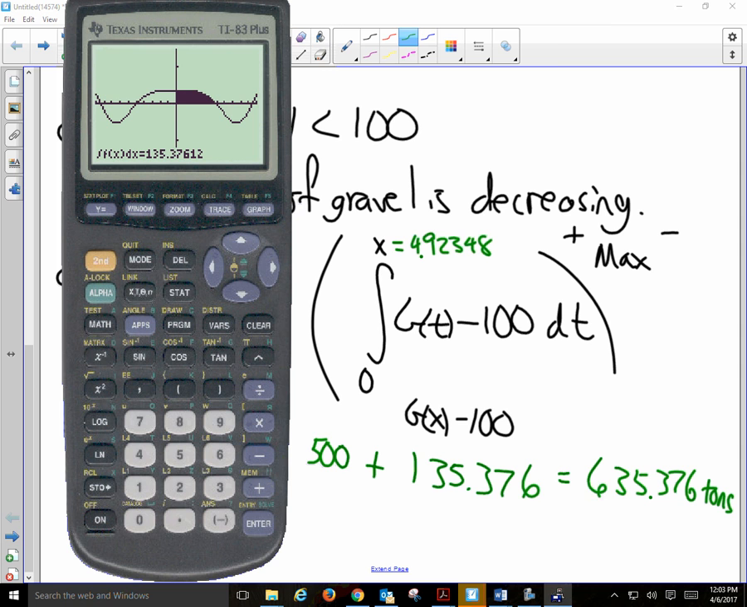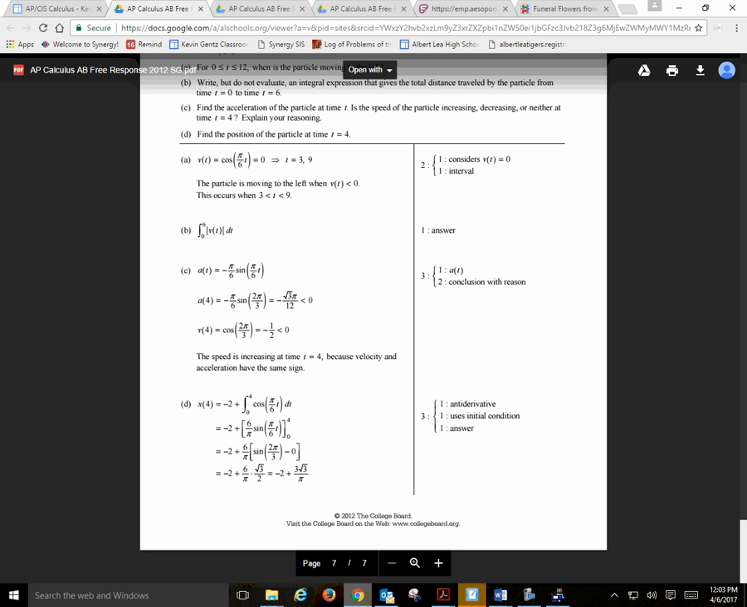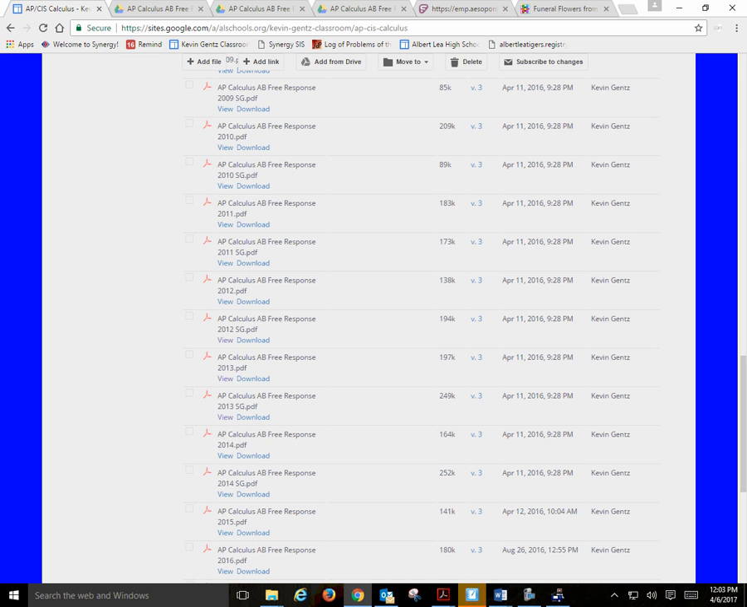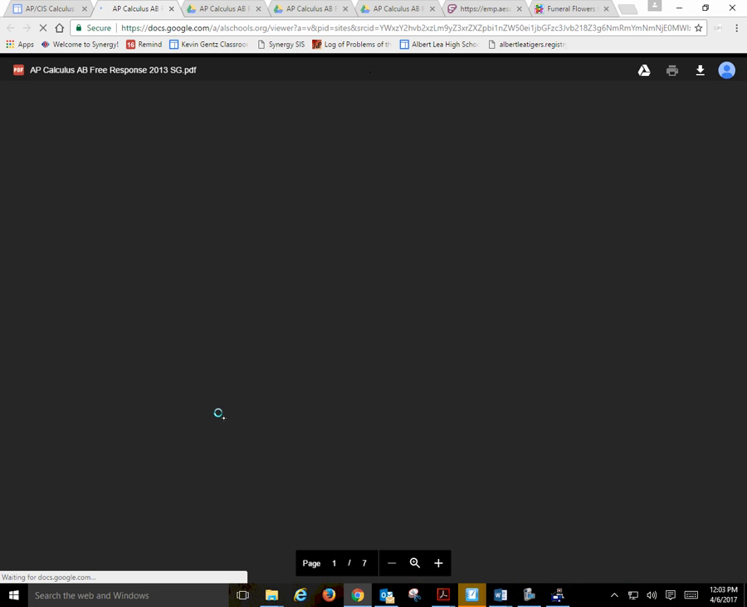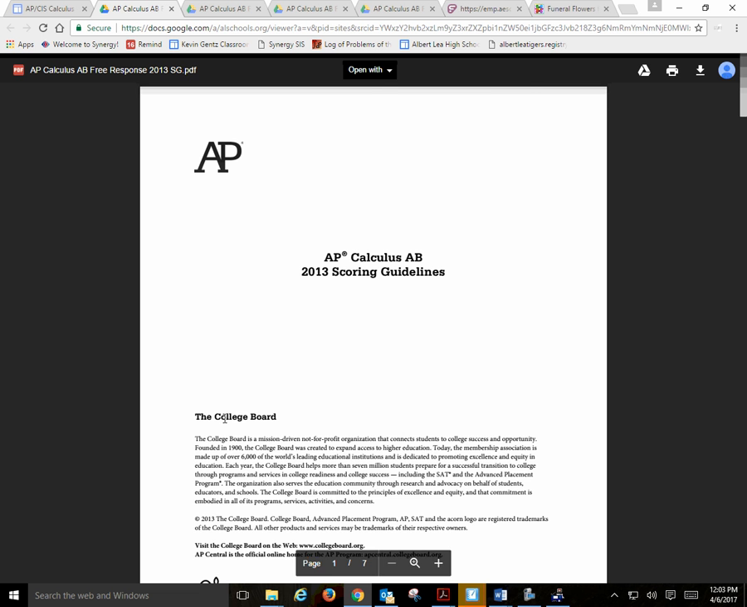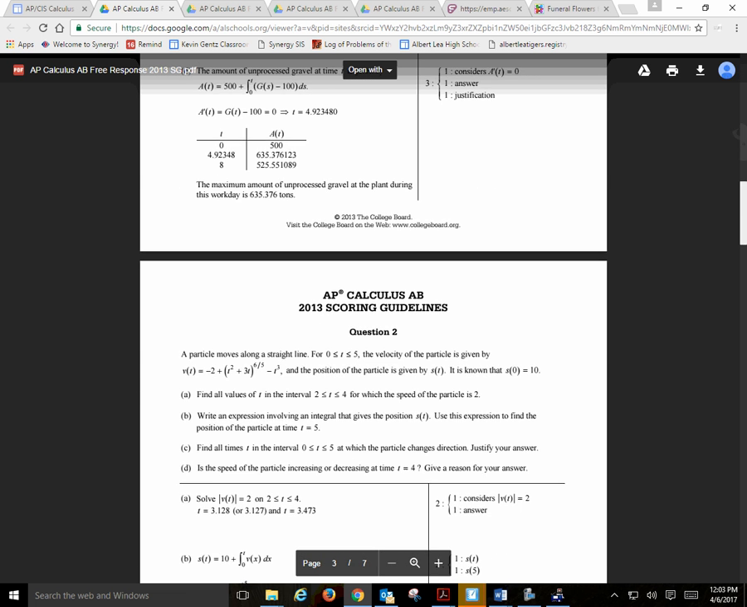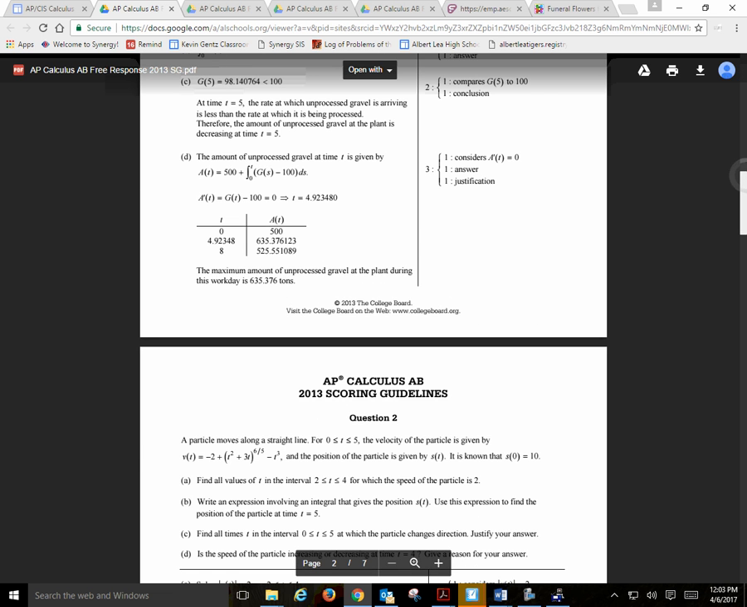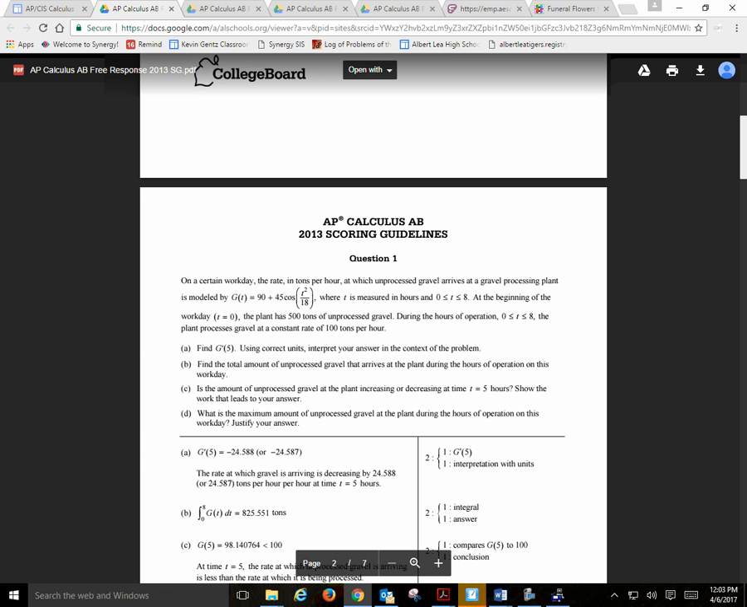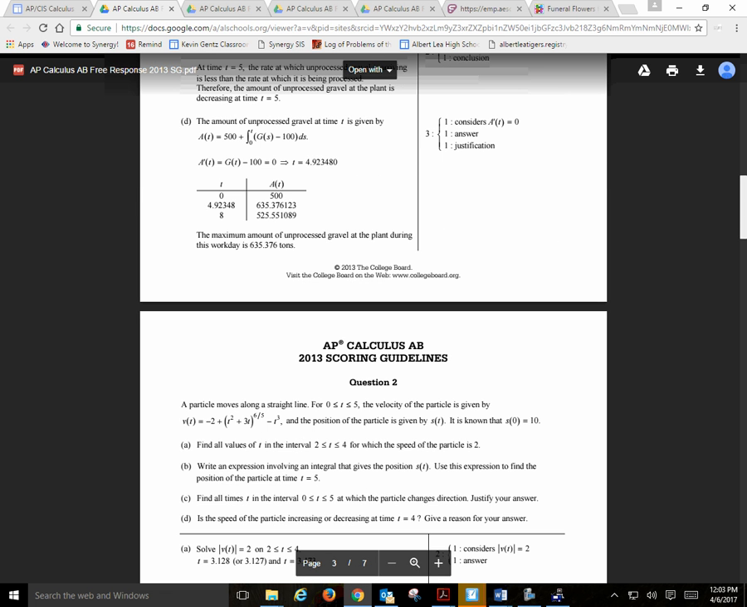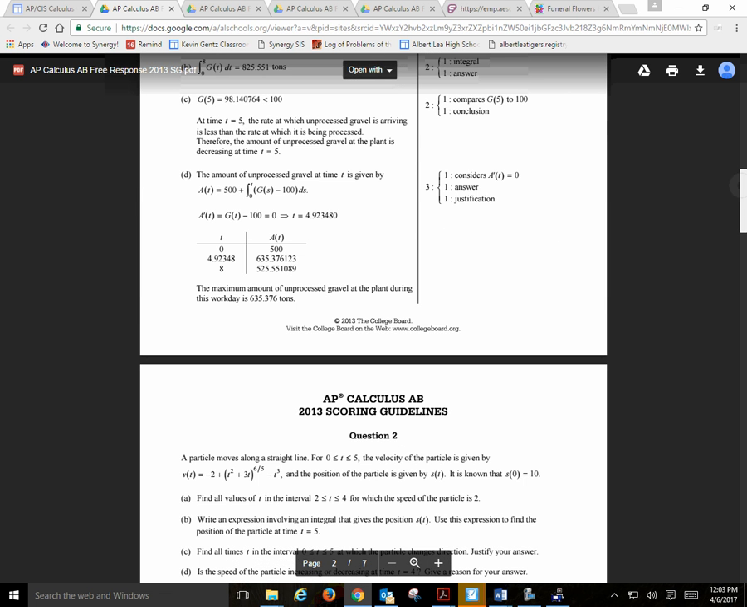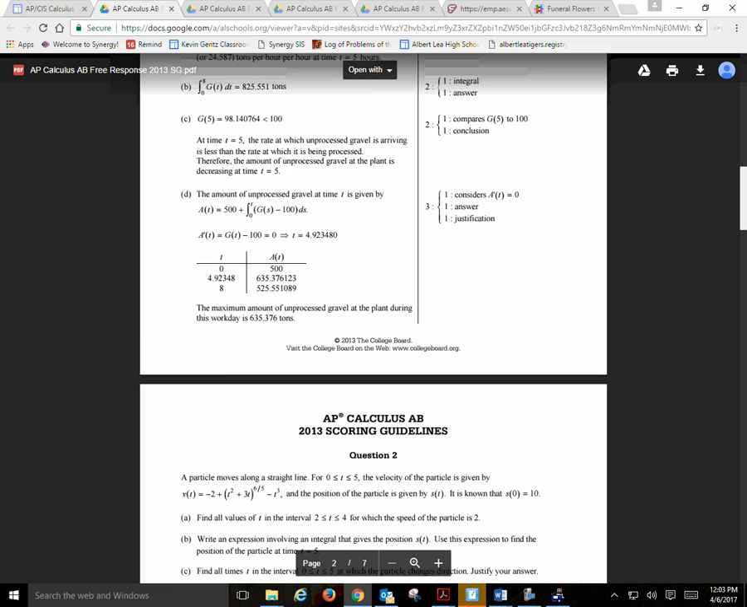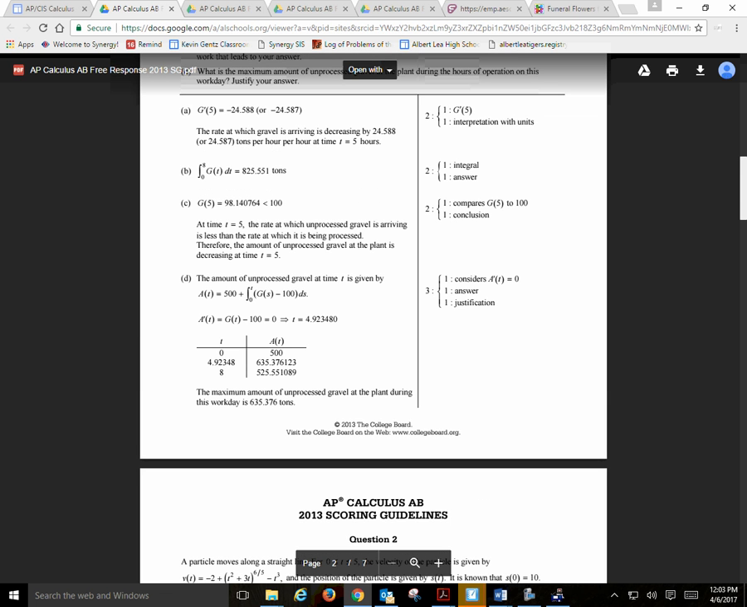Let's check our answer key real quick. What year was that? Okay, so 2013. I'm going to view that scoring guide. What problem number was it? Problem 1? Yeah, it is. Okay, so it looks like we've got G prime of 5 is correct there.